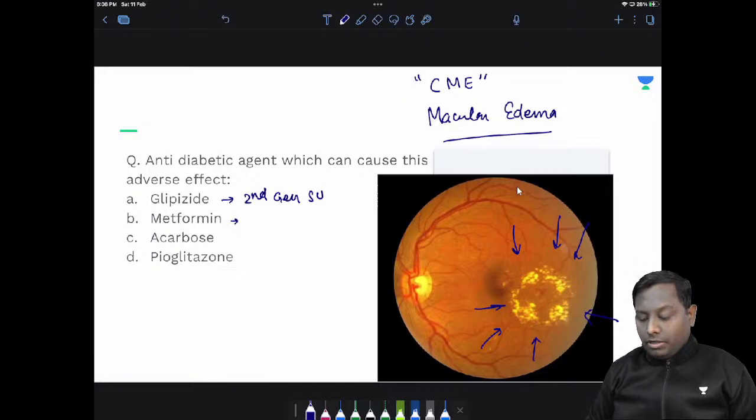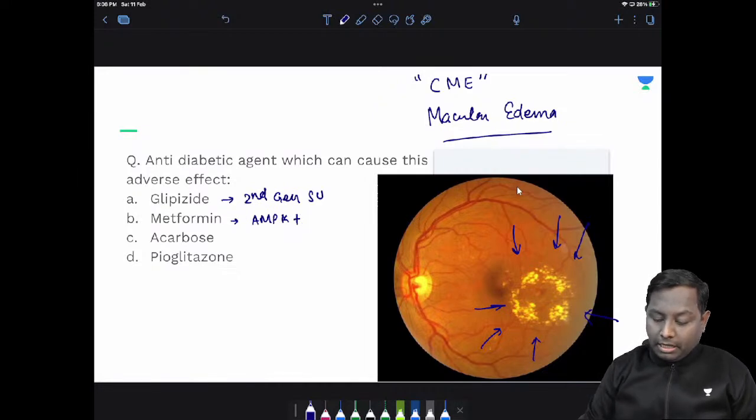Metformin is one of the AMP kinase agonists. Acarbose, voglibose, miglitol. What are these? Acarbose, voglibose, miglitol are the alpha glucosidase inhibitors.